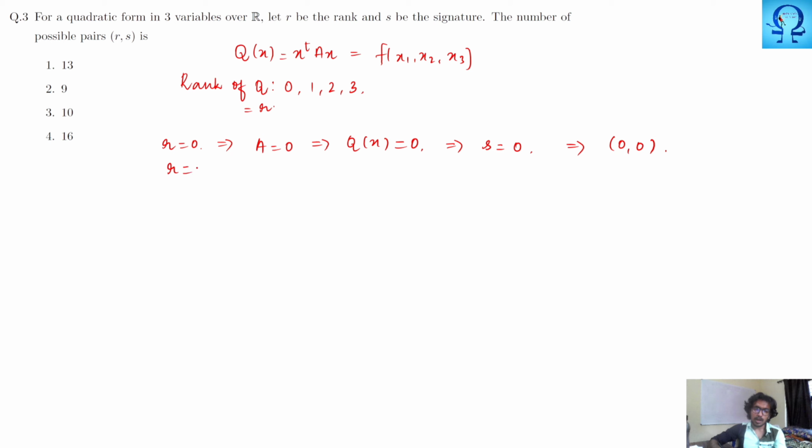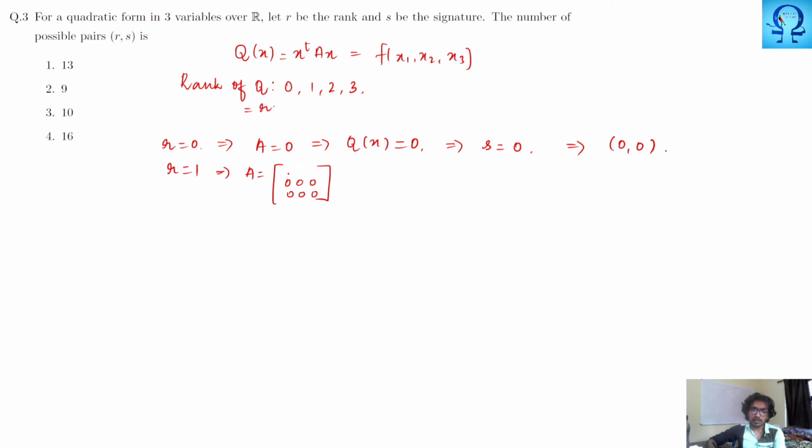When your R is 1, what happens? You will have only one linearly independent row or column. Without loss of generality, we can take A to have only one linearly independent row and the rest zeros, right? So in this case, what can be your eigenvalue? Without loss of generality, you can have this entry to be non-zero, the rest as 0.